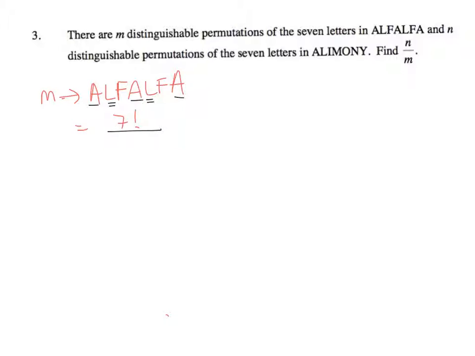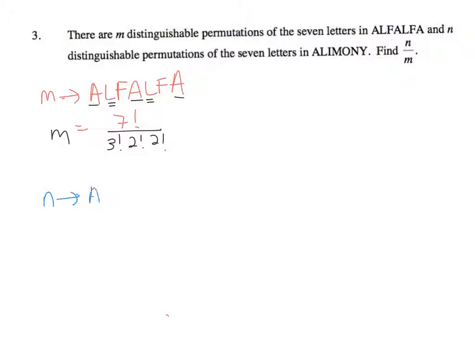So that 7 factorial does differentiate between the L's, the A's, and the F's. Okay, so the 7 factorial treats all 3 A's differently. It treats the L's differently. It treats the F's differently, when in reality they're the same. So to counteract that, I'm going to divide by 3 factorial for my 3 A's, 2 factorial for my 2 L's, and then 2 factorial for my 2 F's. So this is m.